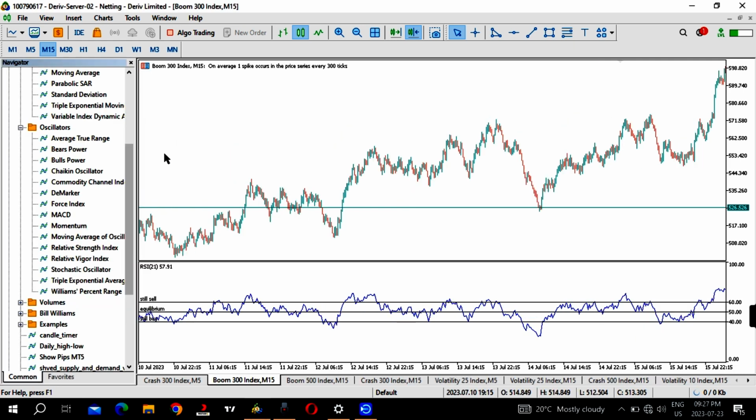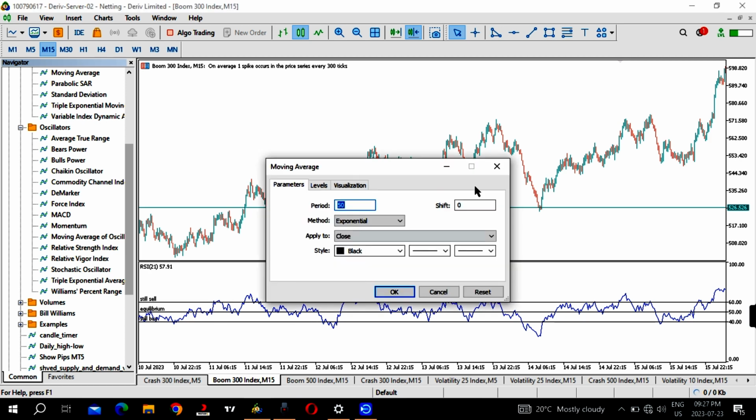So right over here, the RSI is the price line. I'm going to be adding the signal line, right? For the signal line, we're going to be adding a moving average. Then the period, let me just insert it over here. So if you're on a laptop, you drag the moving average and insert it on the chart, on the indicator window. Now we're going to set this up.